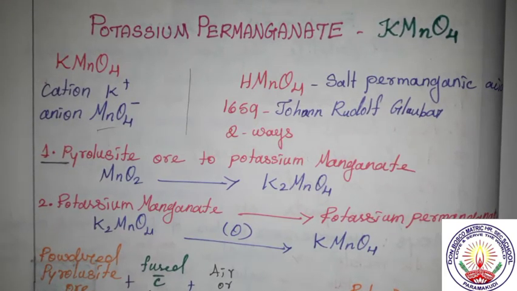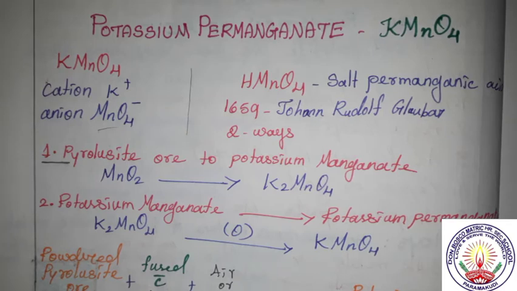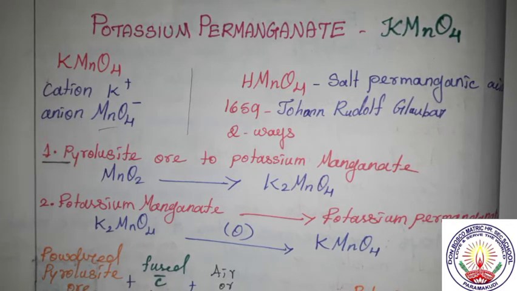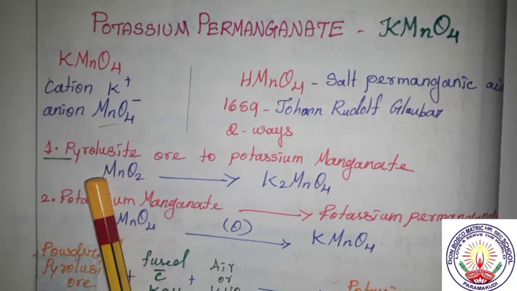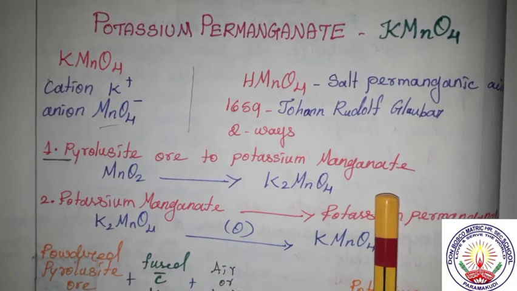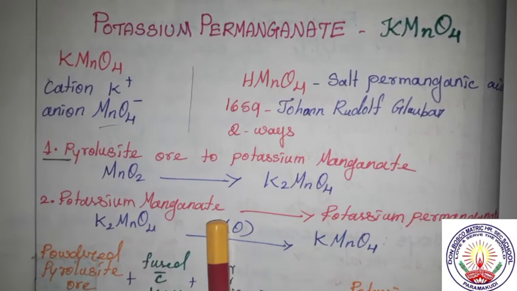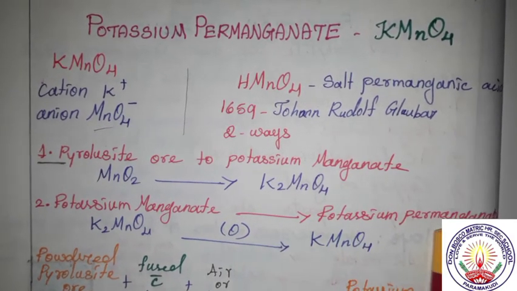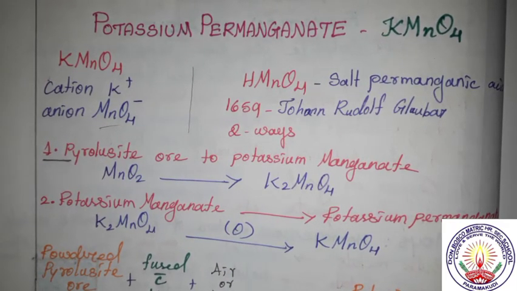And this potassium permanganate was prepared in 1659 by Johann Rudolf Glauber. He prepared this in two ways. The first one is pyrolusite ore to potassium manganate. Then from potassium manganate to potassium permanganate. These are the two ways it can be prepared.